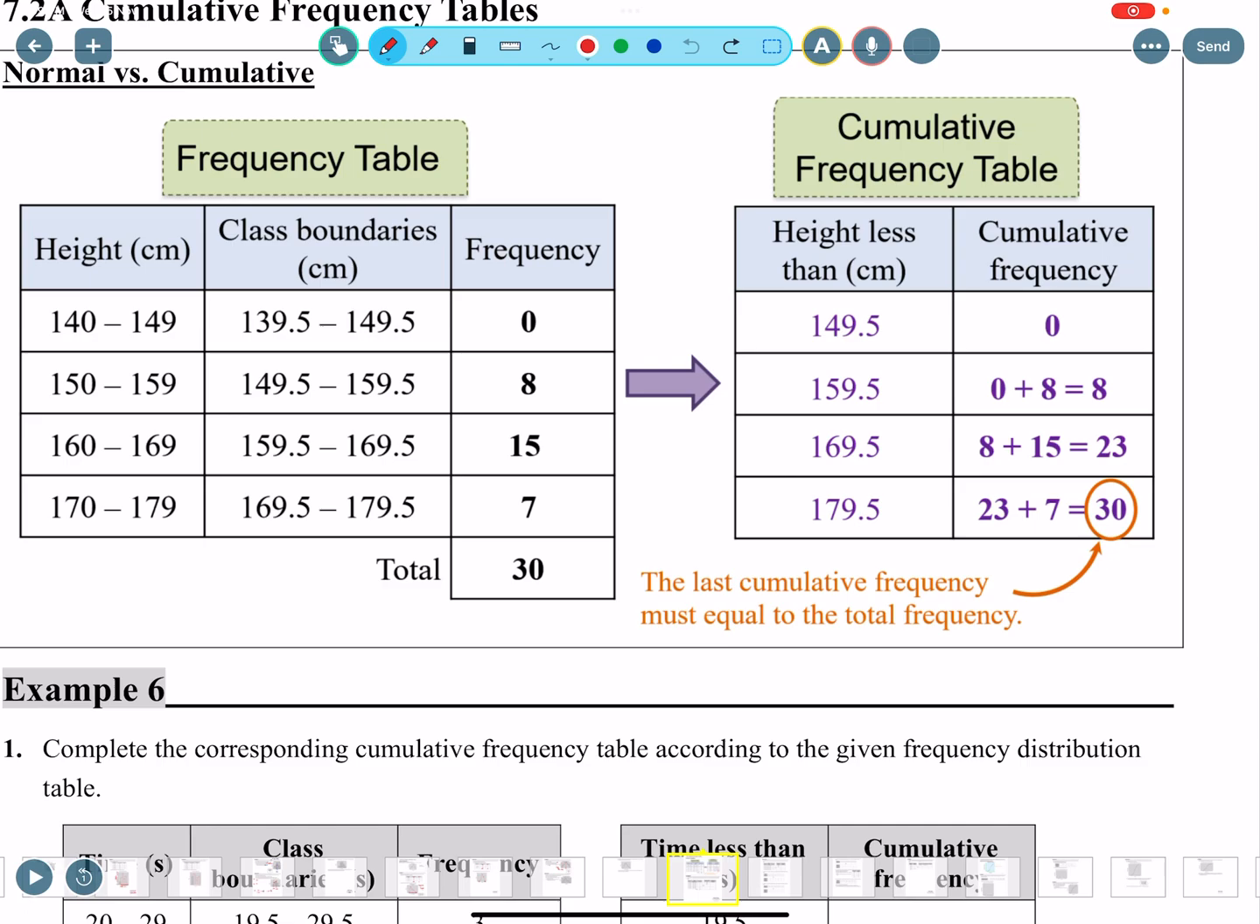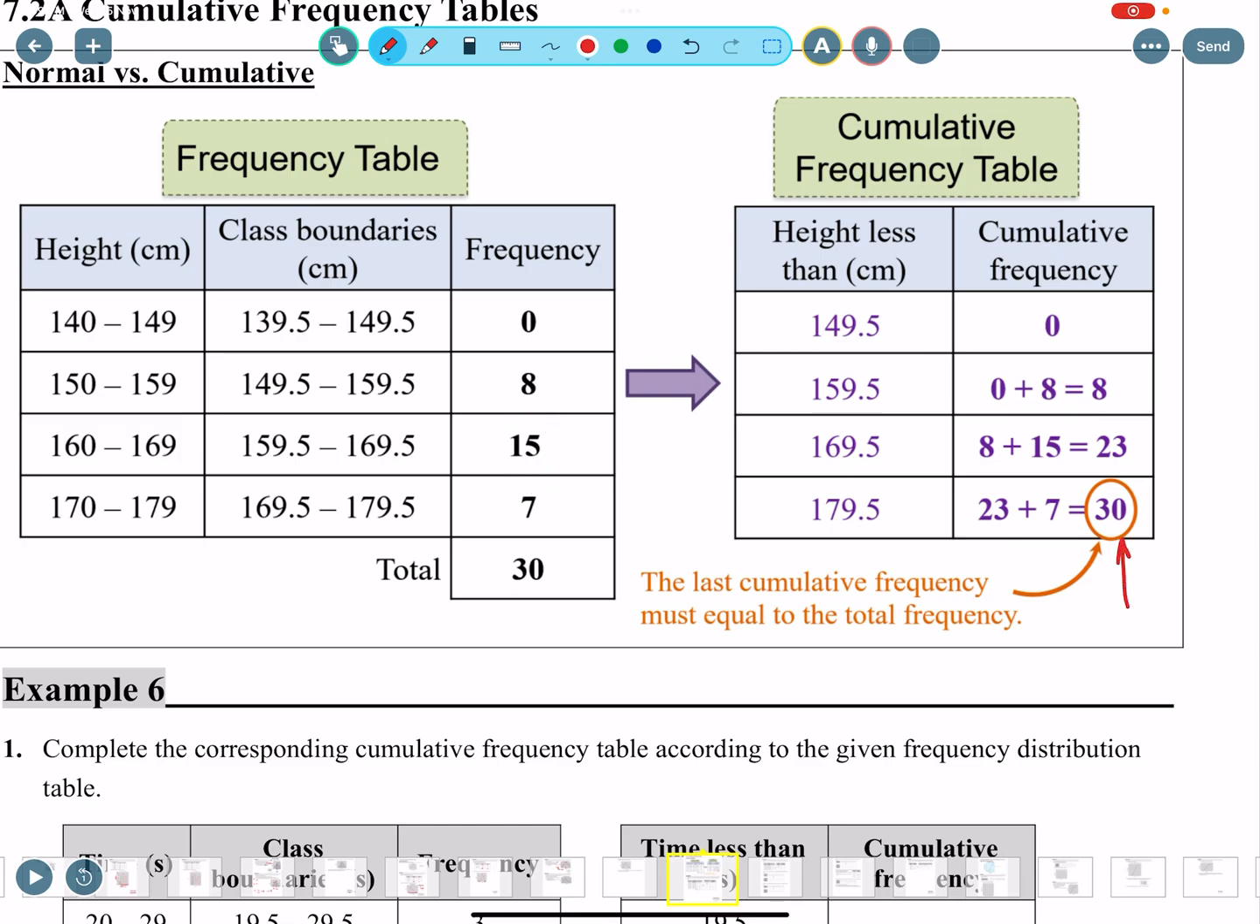So for example, there are 0 students who are 140-ish. The next one is 150-ish. So I can say the number of students less than 159.5. The 0.5 is just added to include 159 as well. So students less than 159.5, or less than 160, is 8. And students less than 170 is 23, if you add 8 plus 15, right? So you keep on adding.